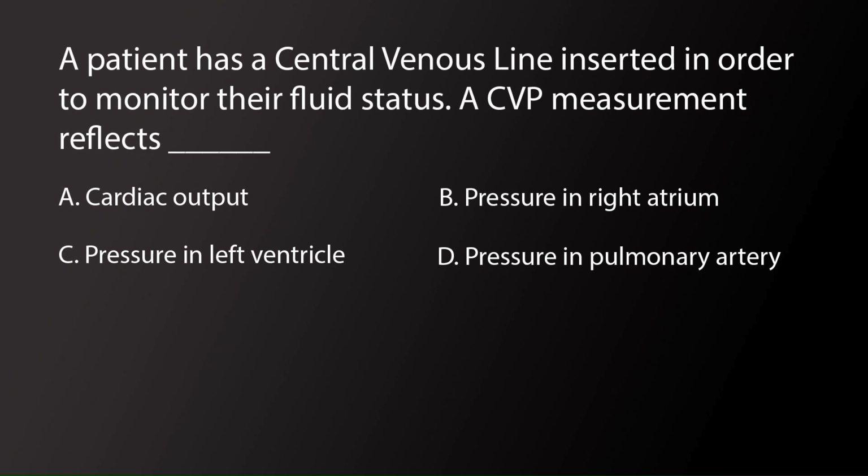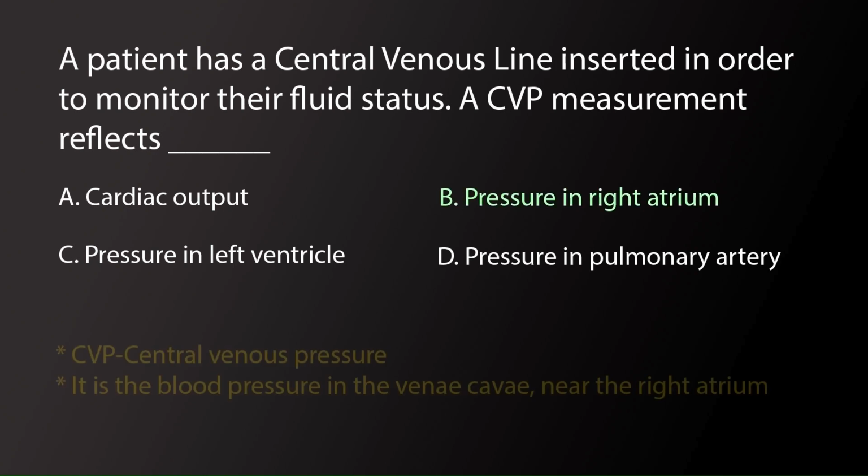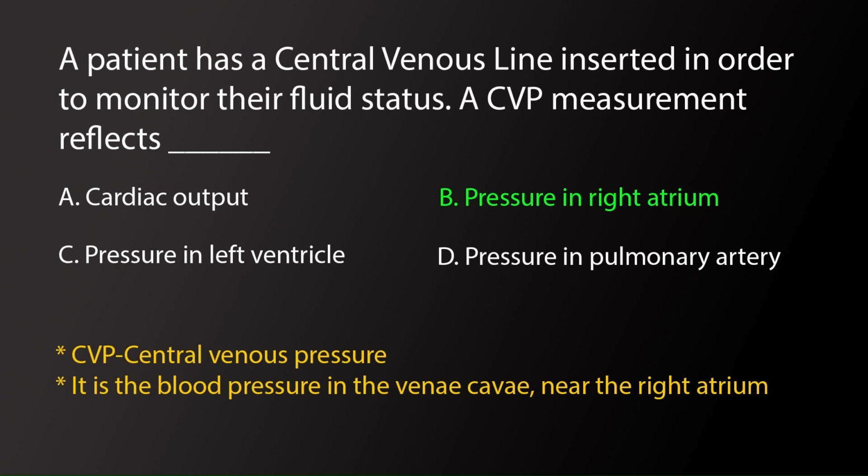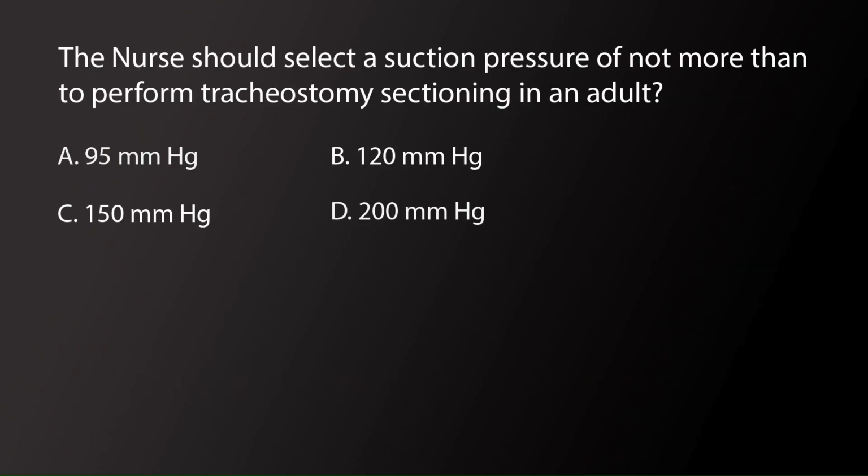Next question. A patient has a central venous line inserted in order to monitor their fluid status. A CVP measurement reflects: Option A, cardiac output. Option B, pressure in right atrium. Option C, pressure in left ventricle. Option D, pressure in pulmonary artery. The correct answer is Option B, pressure in right atrium. CVP stands for central venous pressure. It is the blood pressure in the venae cava near the right atrium. Next question.